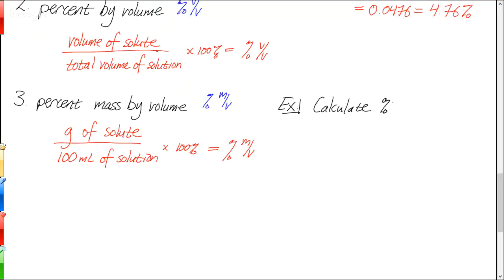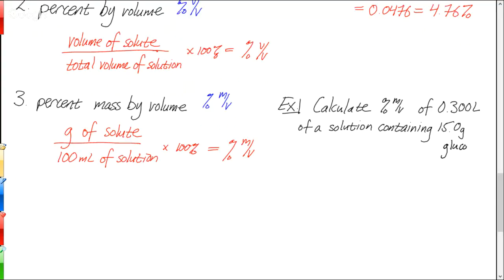So we're going to calculate the mass by volume percent of 0.3 liters of a solution containing 15 grams glucose. Okay? So you can see how that's an easy way to make a solution. You measure out the 15 grams of glucose, and you just add water until the total solution volume is up to 0.3 liters.